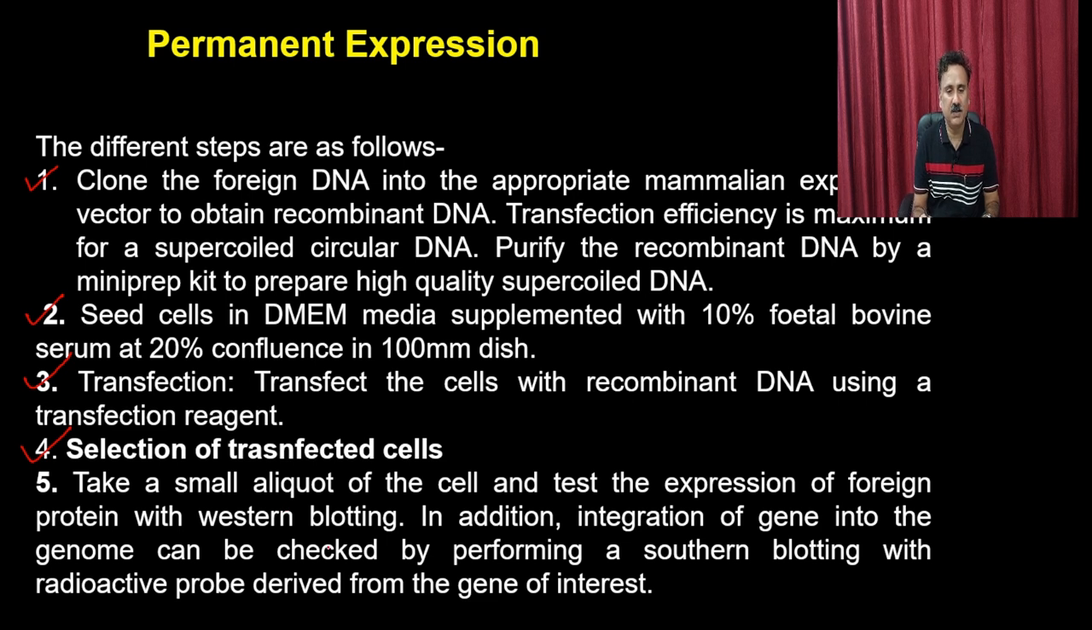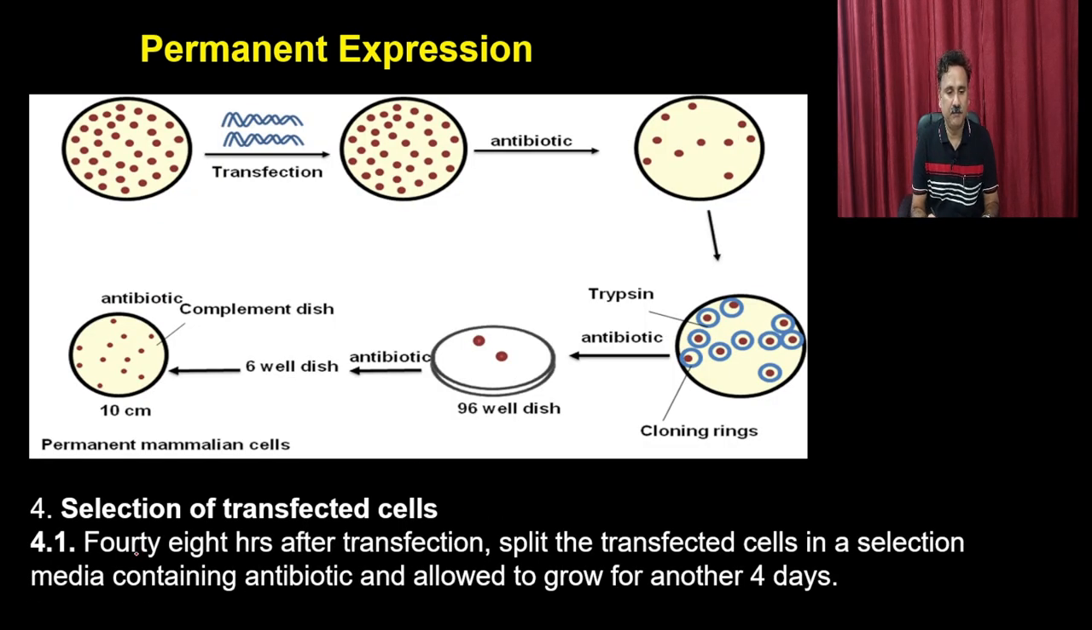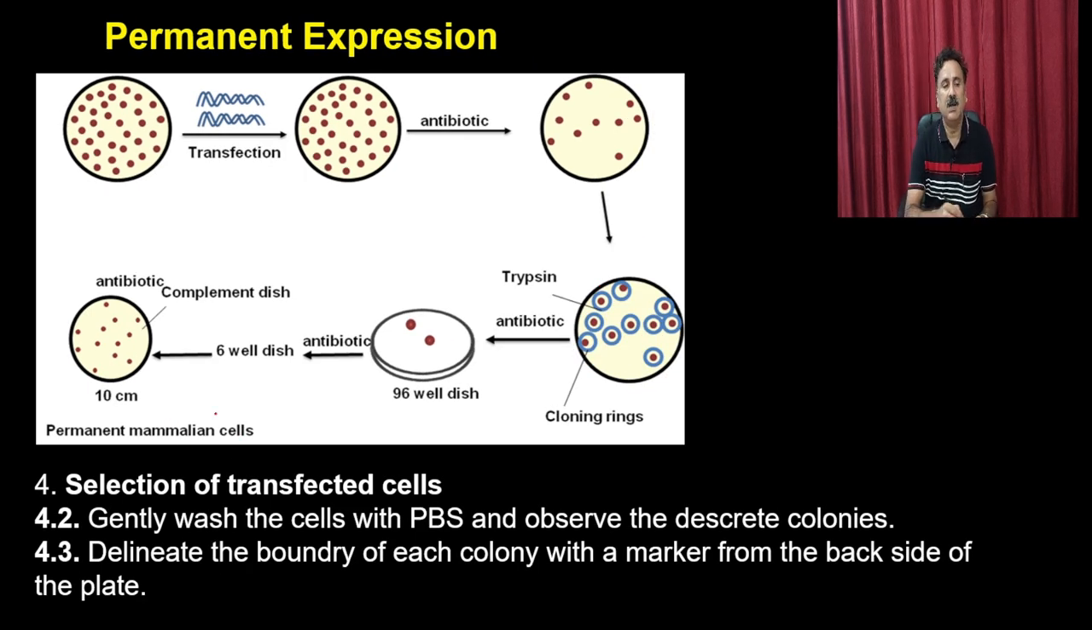You can take a small aliquot and do the screening with the help of some screening methods, right, that we are going to discuss in detail when we discuss the screening of the transformed cells. And once that is done, you can select those transformed cells. For example, you are going to use cloning rings, and that's how you can select these cells, and then you can propagate them into large quantities, and then ultimately you are going to check the expression of the particular protein with the help of Western blotting or the activity assay.